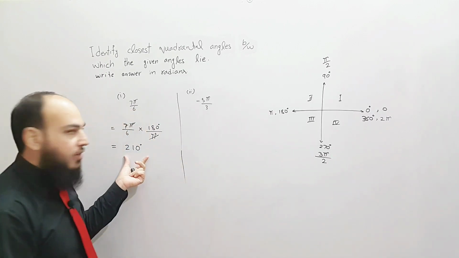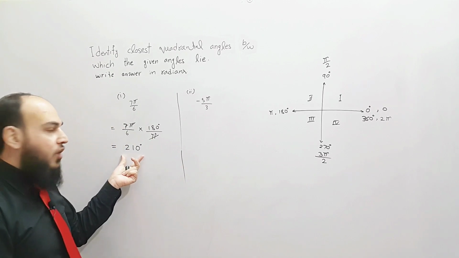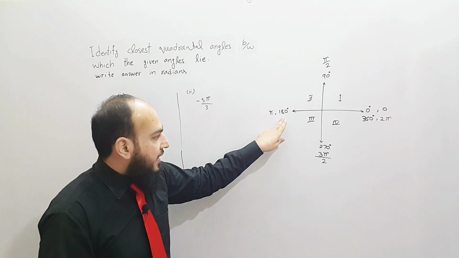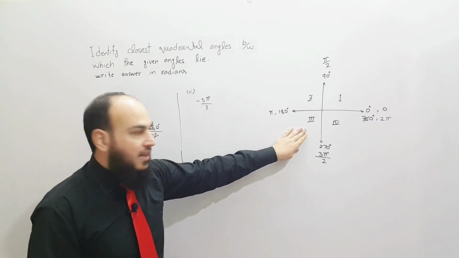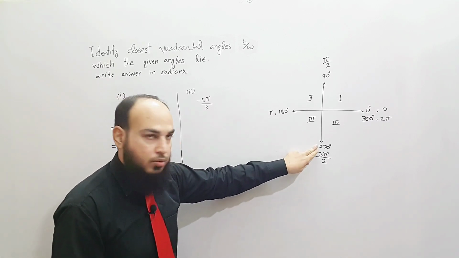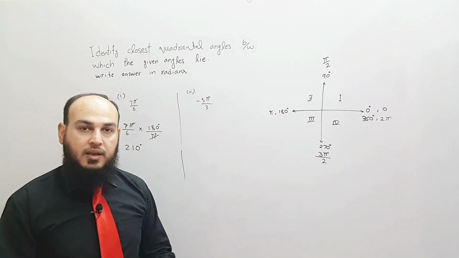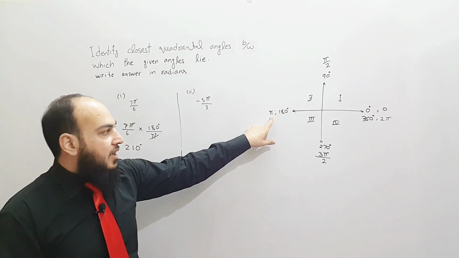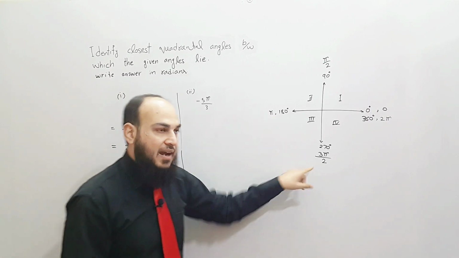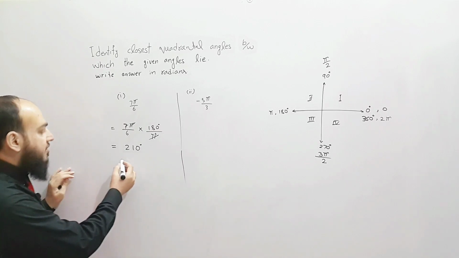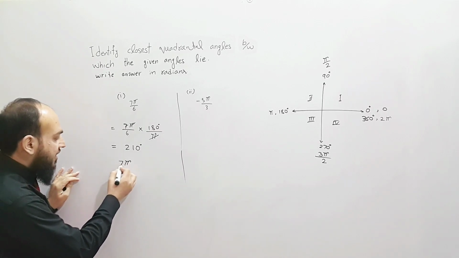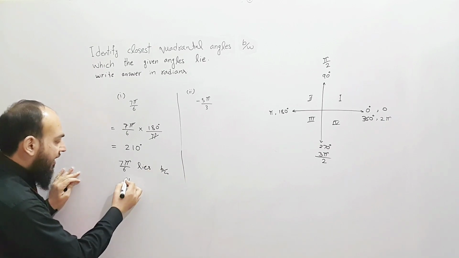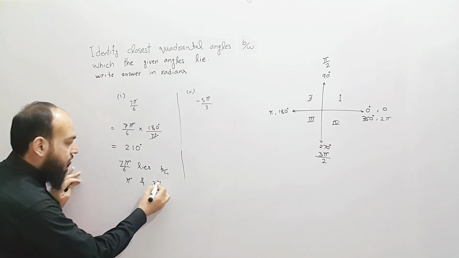Okay, now we have to identify where 210 degree is. If you look here, it is in the third quadrant between 180 and 270. We have to write it in the form of radians. It means that 7 pi by 6 lies between pi and 3 pi by 2.